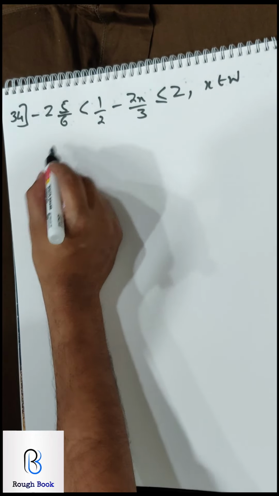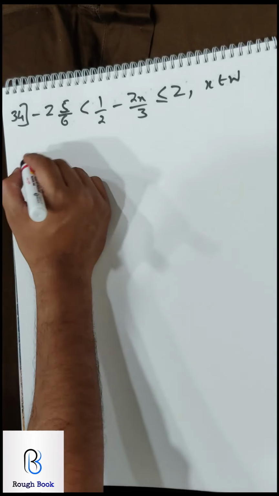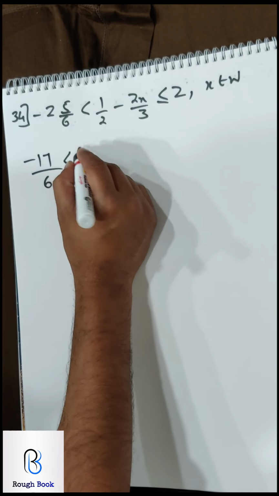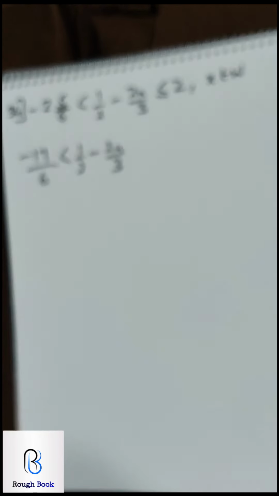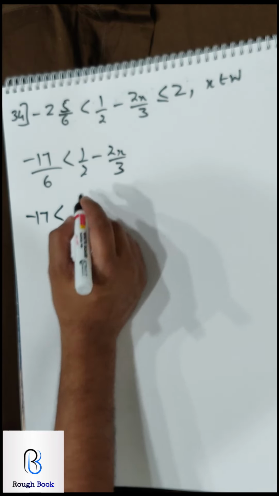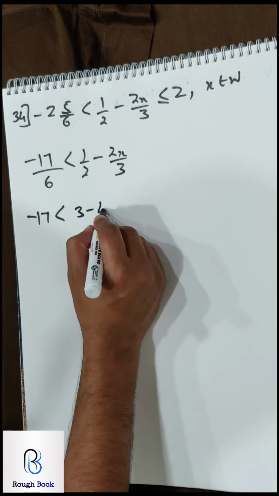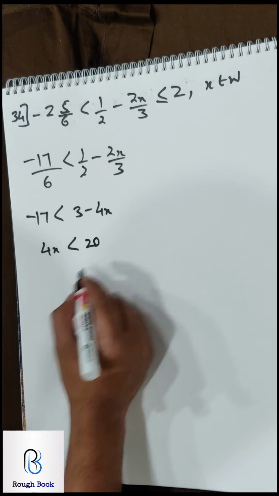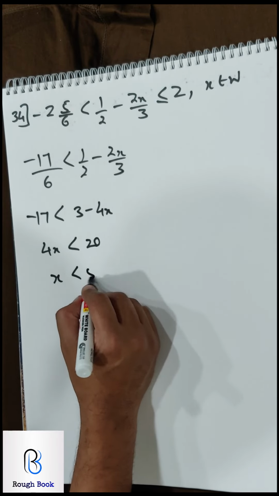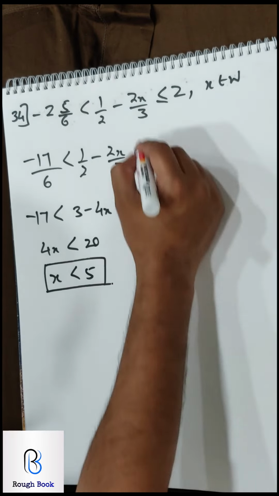So first and second part, 12 plus 5, 17 by 6 less than half minus 2x by 3. Taking the LCM as 6, so minus 17, 3 minus 4x. So 4x less than 20. So x is less than 5. The first part is sorted.